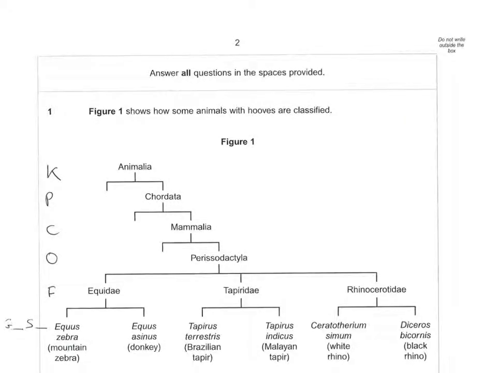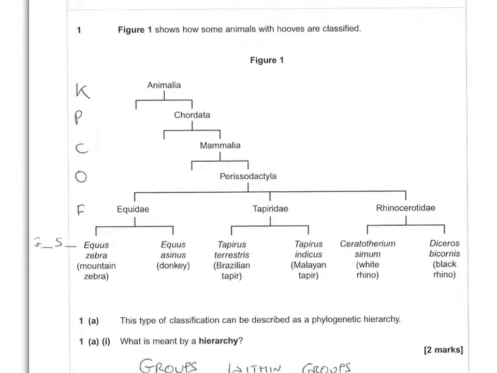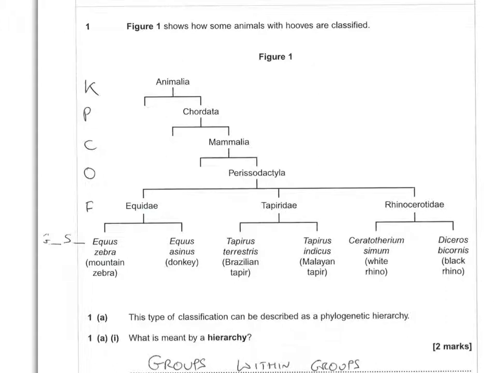This question is on classification and it was answered pretty poorly. If you ever get a diagram like this, I would put the hierarchy down the side. So your kingdom, phylum, class, order, family, genus, species. Like prawn curry or fresh green salad.